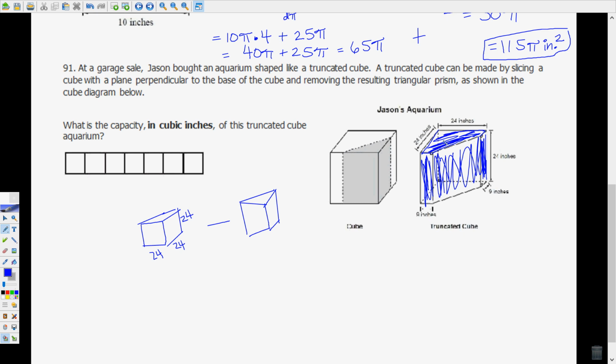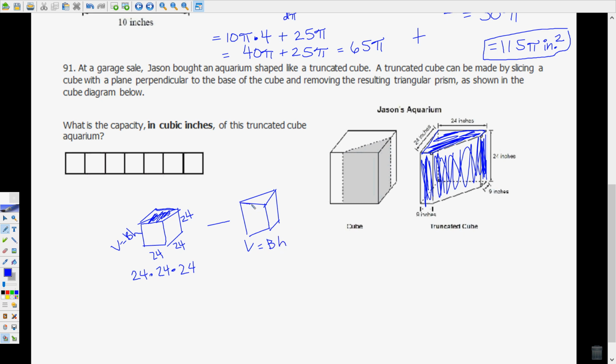But all you have to do is find the volume of the cube and subtract from that the volume of this little triangular prism that you took out. So the volume of a cube is easy, length times width times height, right? 24 times 24 times 24. Volume equals area of the base times the height. Well, in a triangular prism, same thing, area of the base times the height.